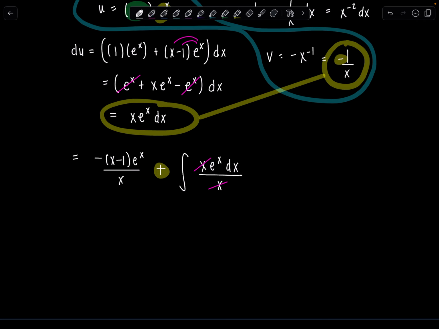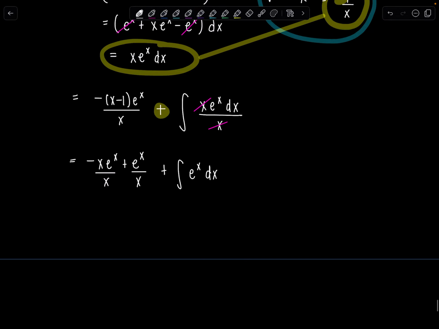Great. And then while I'm here, I'm going to distribute, okay? So I'm going to write this as, I'm going to distribute the negative and the e to the x. This is negative x e^x plus e^x, and these are over x. Plus, now I have integral e^x dx. Maybe you already took the antiderivative. It was just too tempting.